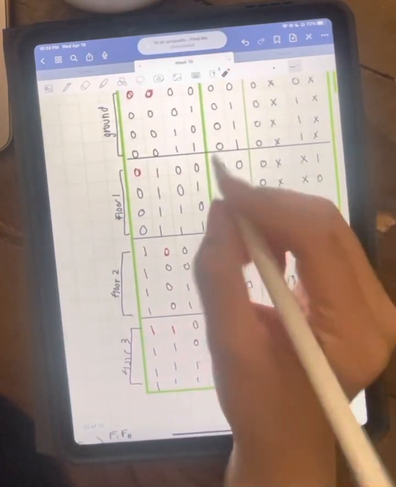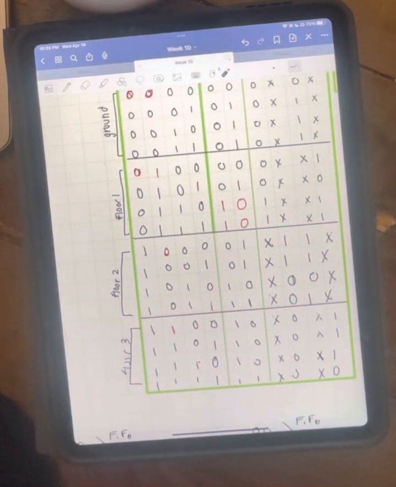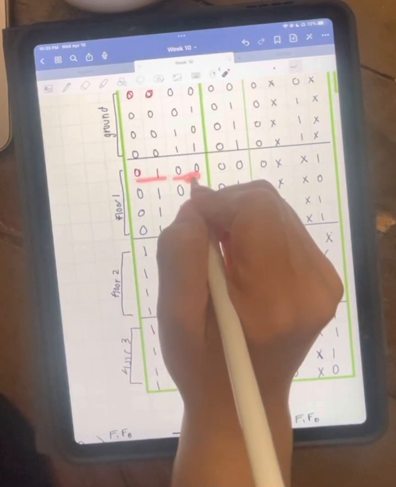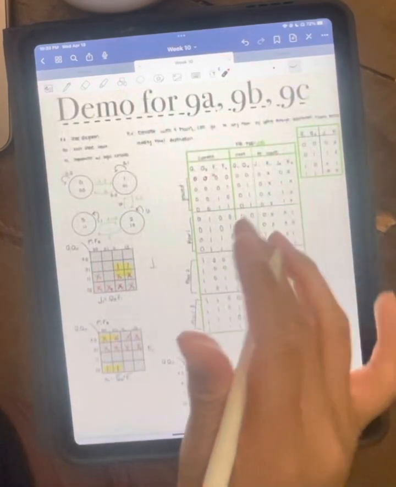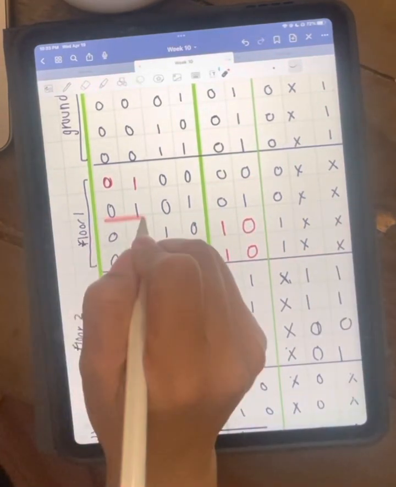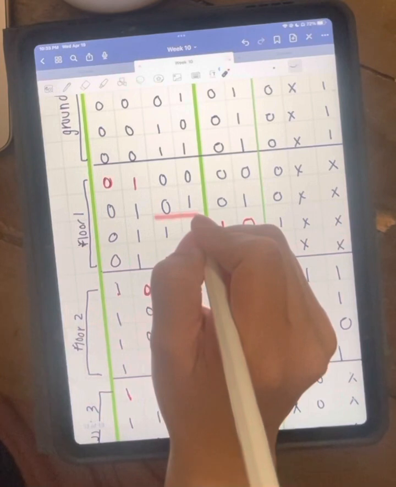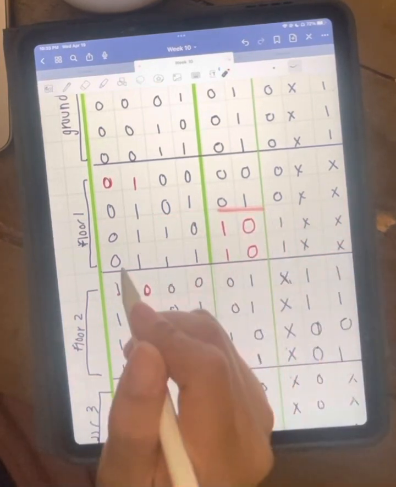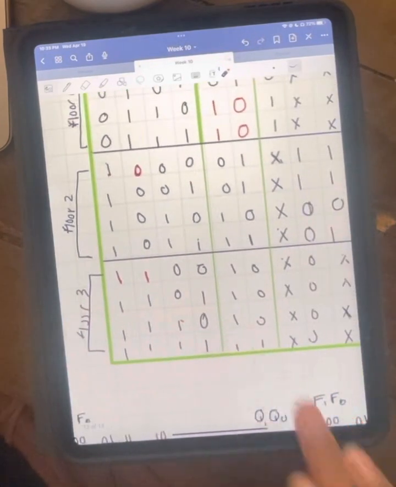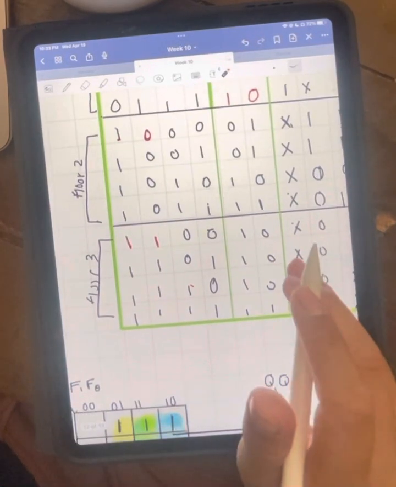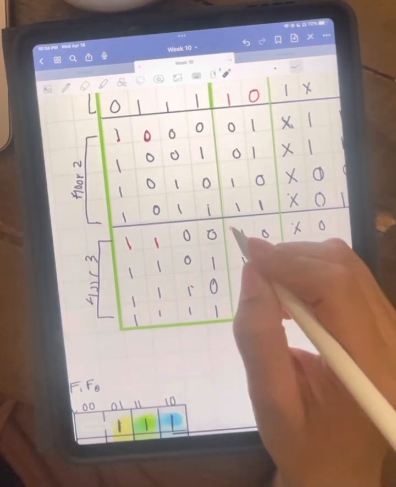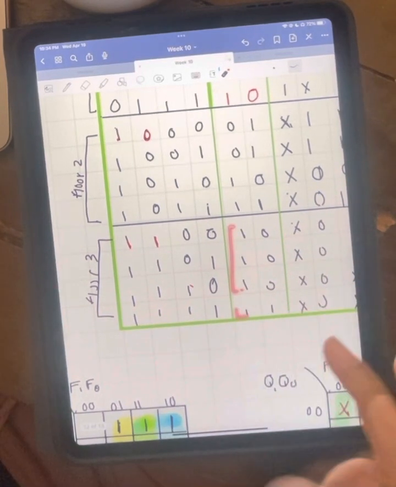Moving on to floor 1, if we're at floor 1 and we have inputs to go to 0, we will go to 0. If we're at floor 1 and have inputs to go to 1, we will stay there. And then to go up, we will be going to floor 2. The same goes for floor 3. Floor 3, we only have 2 options. We can either go down a level or we can stay.